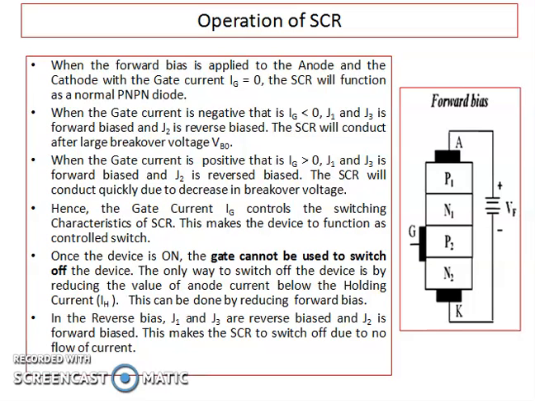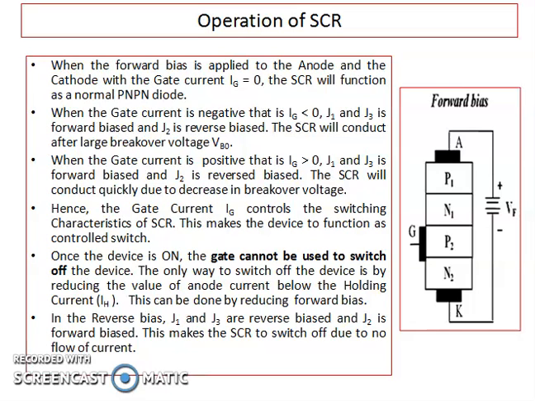When the gate current is positive, that is Ig is greater than 0, J1 and J3 are forward biased and junction J2 is reverse biased. Now the SCR will conduct quickly due to the decrease in breakover voltage. Hence, the gate current Ig controls the switching characteristics of the SCR. This makes the device function as a controlled switch. Once the device is on, the gate cannot be used to switch off the device.